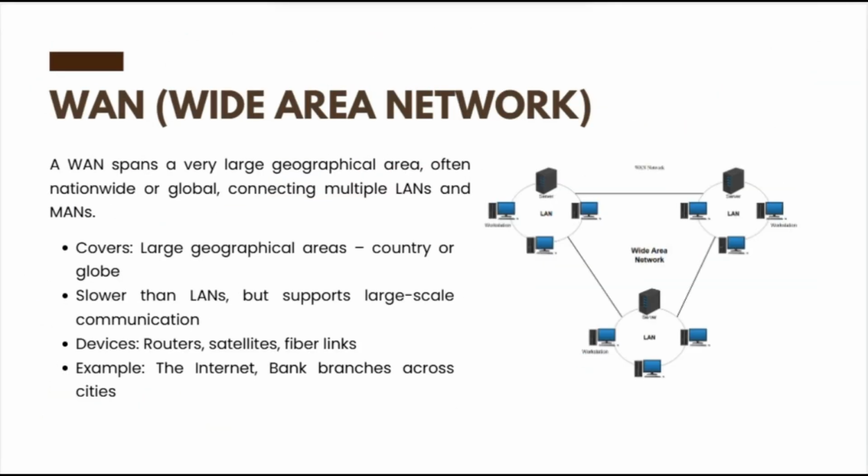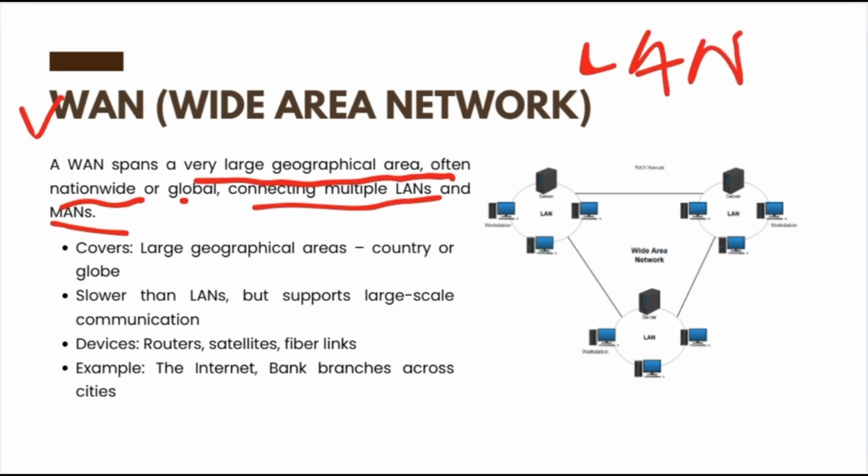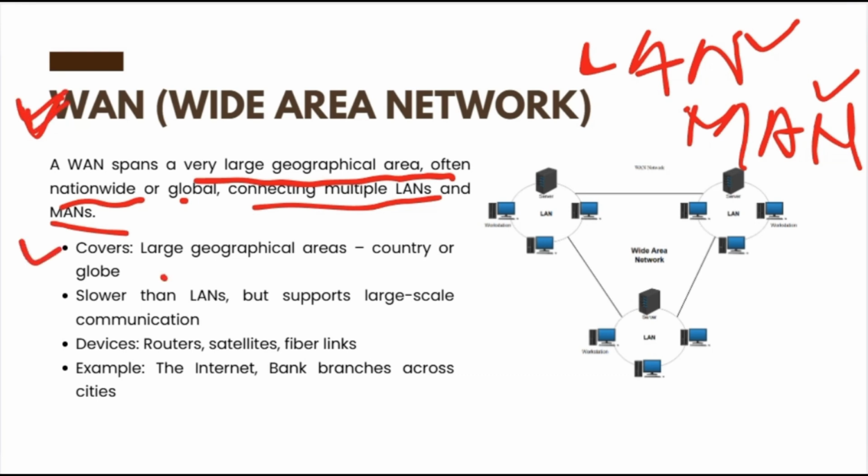Next we have WAN, wide area network. A wide area network covers a very large geographical area, often nationwide or the globe, connecting multiple LANs and MANs. So this type of network can cover a very large geographical area like a country or even the whole world. So it connects multiple LANs and MANs. All the LANs and MANs are connected, and that is how our WAN is formed. So it covers large geographical areas like a country or the globe.